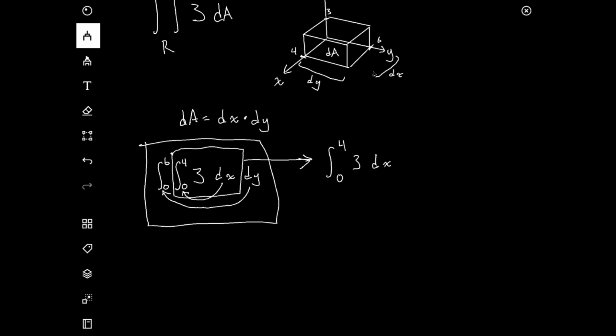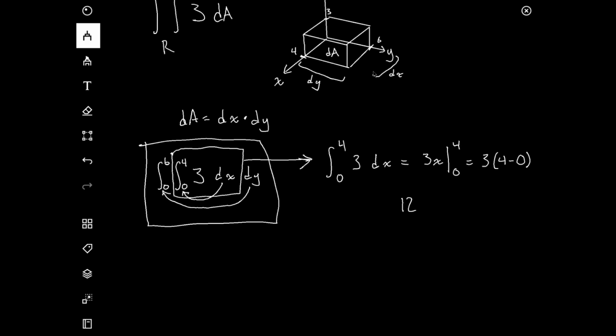Integral of 3 is just 3x. So we have 3x from 0 to 4, equals 3 times 4 minus 0. So we get 12. That's the area under the curve in the x direction.